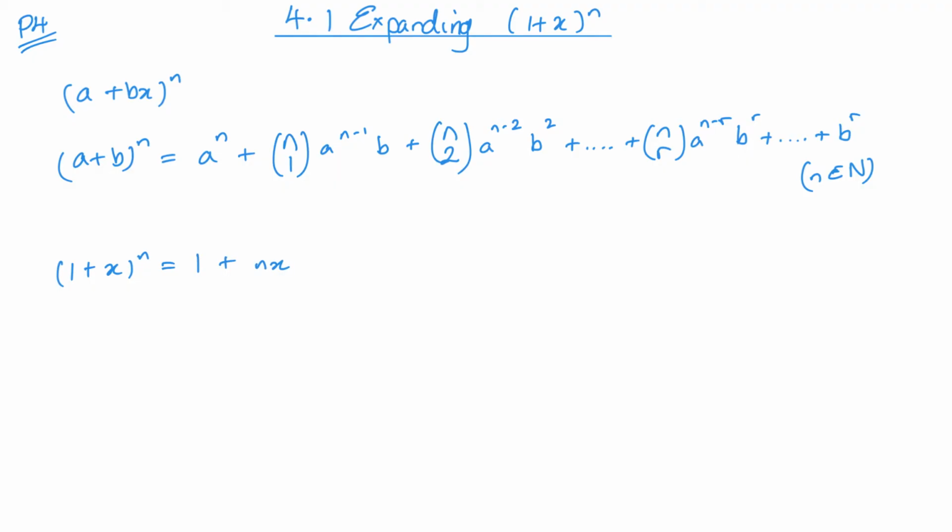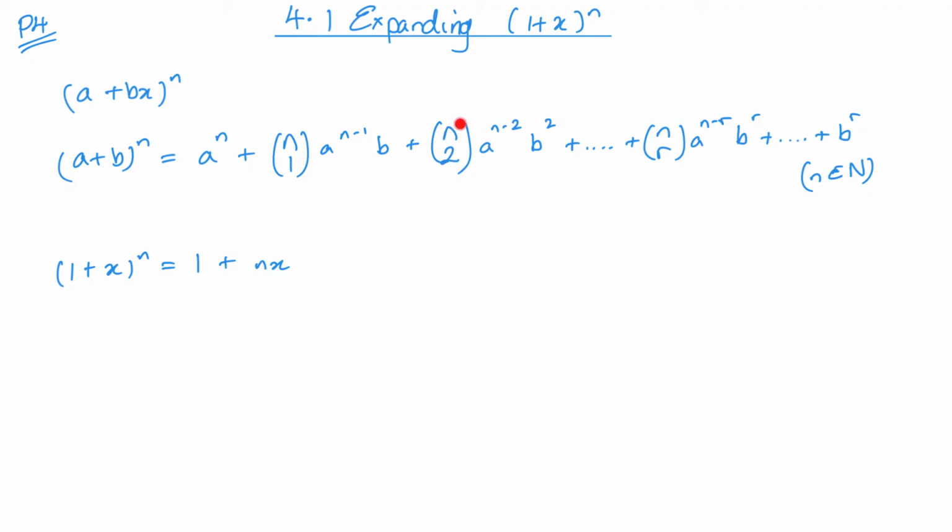So we get 1 plus nx. Now 1 to the power n, 1 to the power anything, is just going to be 1. Then when I look at my next value, 1 to the power anything is just 1, so it's not going to make much difference. And this time we have b to the power 1, which is our x, and nCr, so if you've got it as n, it's just going to be n here.